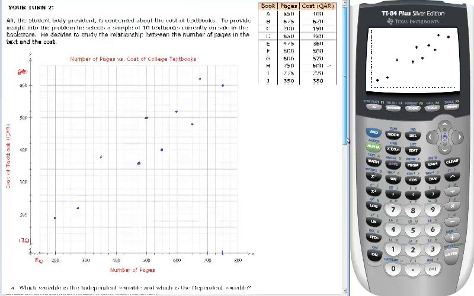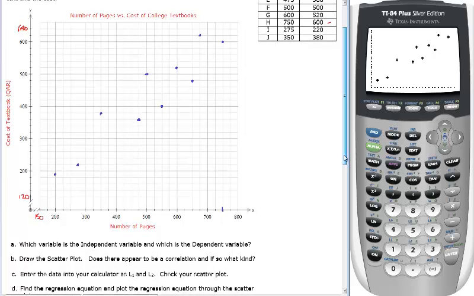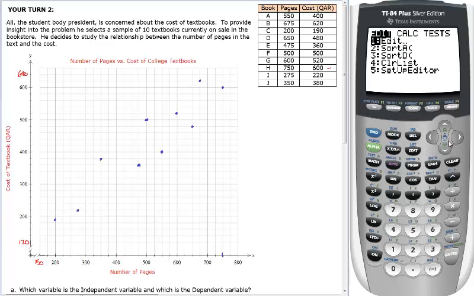Alright, and the next question is find a regression equation and plot the regression equation through the scatter plot. Okay, so let's do it by calculator first. And again, in order to calculate the regression equation, you need to calculate. So stat, go across to calc or calculate, and go down to number 4 because we think it's a linear regression. So number 4 says ax plus b. So we're going to go to number 4, linear regression.